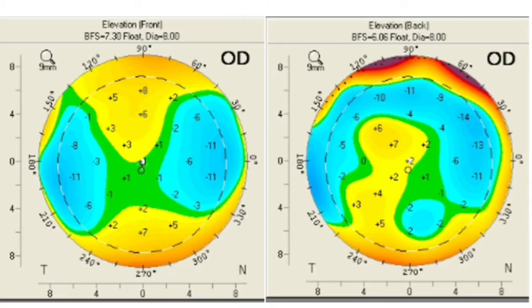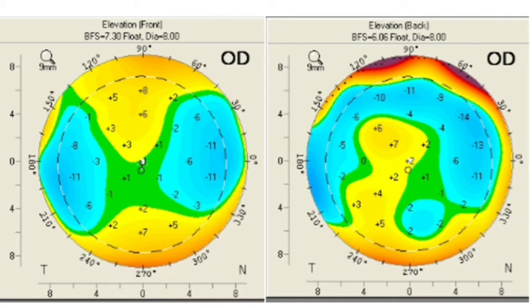Now, let us move to the elevation front and elevation back. How do we know whether the elevation front and back is normal or abnormal? By looking at the thinnest location and its corresponding point. Here the thinnest location's corresponding point is 1, so it indicates that this is normal. Always remember that the corresponding point of the thinnest location should be less than 8. Then only can you call this figure normal.